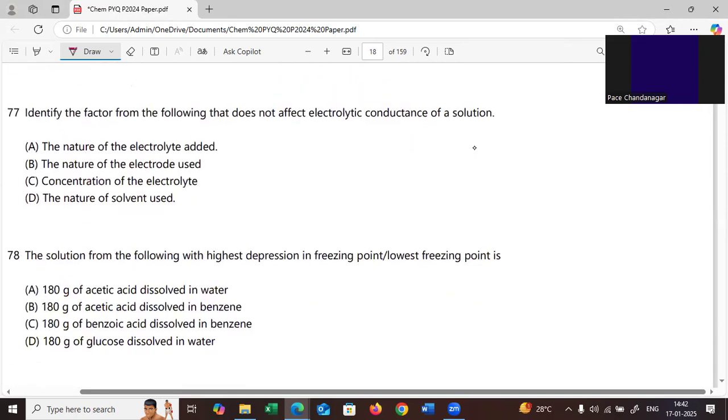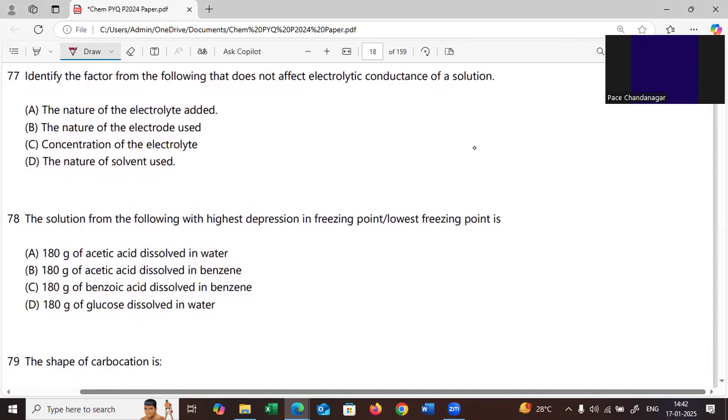The structures should change. Next, identify the factor from the following that does not affect electrolytic conductance of a solution. Nature of the electrolyte will affect. Nature of the electrode used. I'm just putting a blank on this. Concentration of the electrolyte will affect, nature of the solvent will affect. So option B.